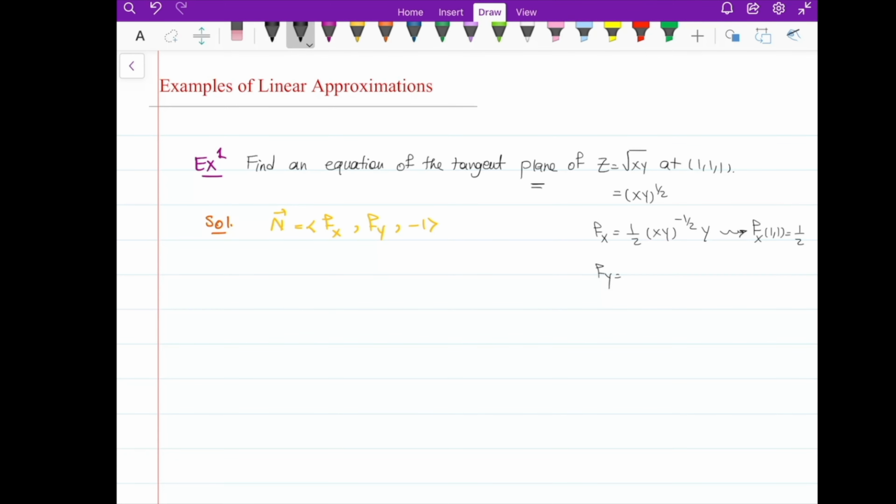I'm gonna do the same thing for finding the partial derivative with respect to y, and fy at the point (1, 1) is again 1/2. So the normal vector would be (1/2, 1/2, -1). So the equation of a plane that passes through the point (1, 1, 1) with this normal vector would be 1/2 (x - 1) + 1/2 (y - 1) - (z - 1) = 0.